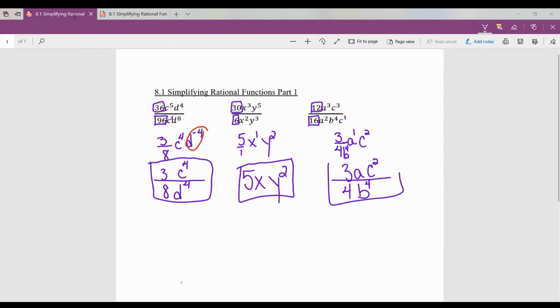Okay, so that is it for simplifying a monomial over a monomial. All right, you guys can try it. The Edge Elastic number 1.